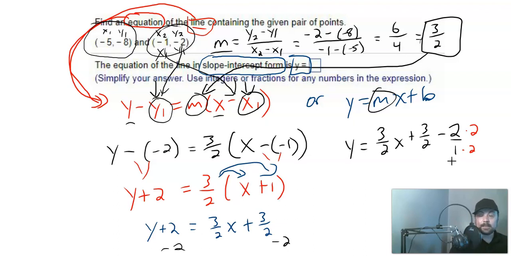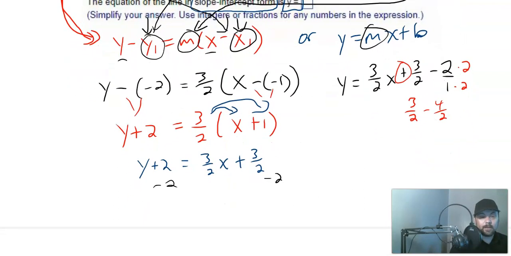And to subtract these, I need to have a common denominator. This is a 2, so I'm going to make this one a 2 also by multiplying a 2 to it. And if I multiply 2 to the bottom, I have to multiply 2 to the top. So I'm going to end up with positive 3 halves minus, this will become 4 over 2. And when I subtract those, now that I have a common denominator, I will get negative 1/2.